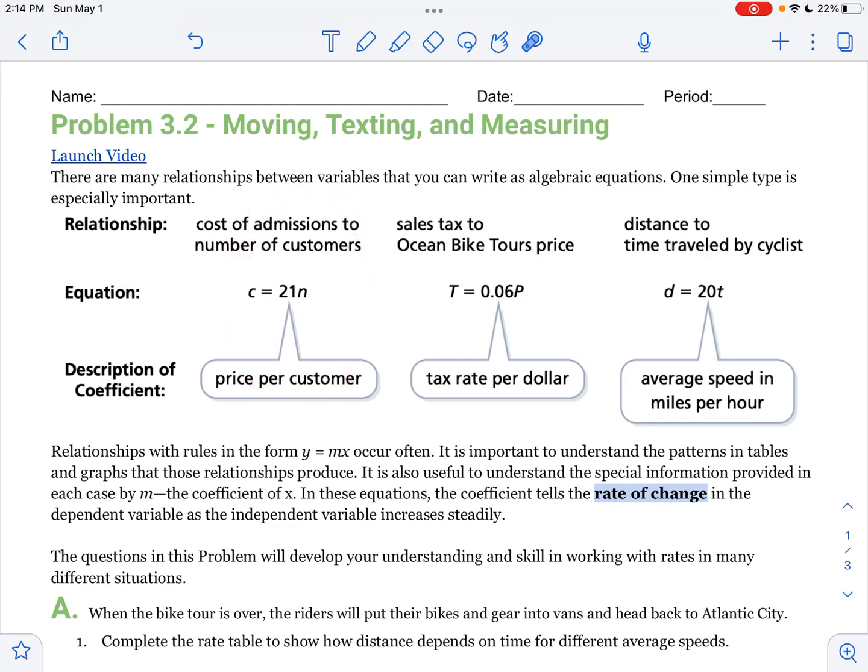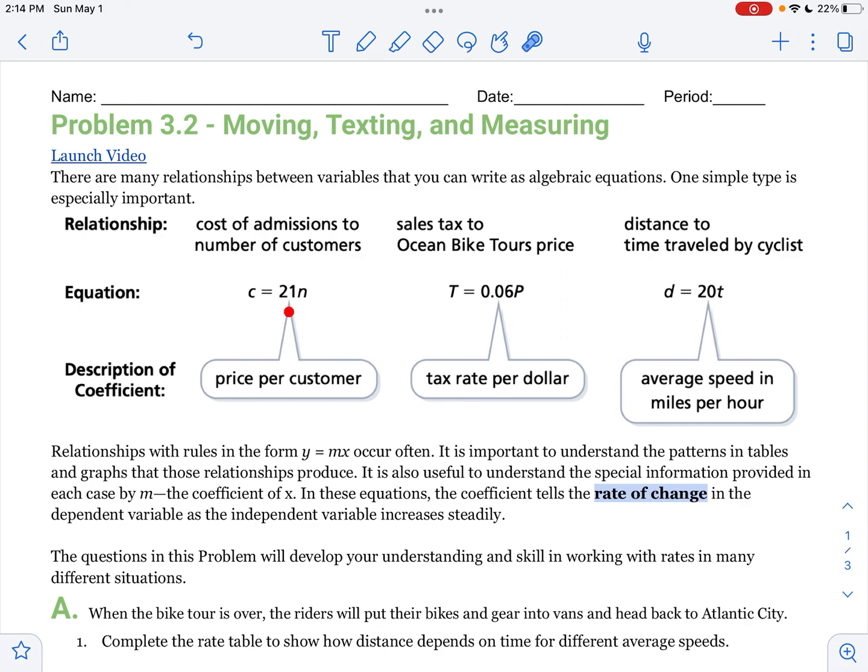We saw this in 3.1 with Wild World, comparing $21 to the number of people attending, we could get our cost. Another example here is finding the tax rate. If there's a 6% tax rate on the price, what would the tax be? And then the final example here with average speed, if we know that the speed is 20 miles per hour, we can figure out for any amount of time what the distance would be.